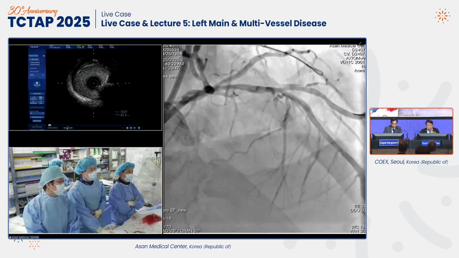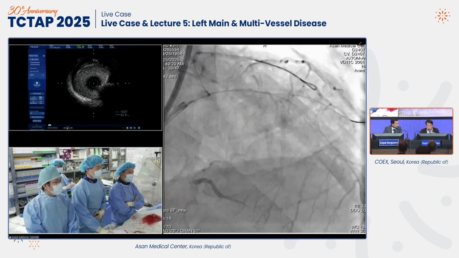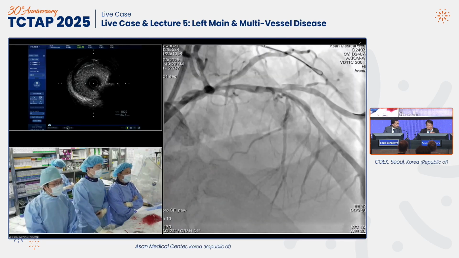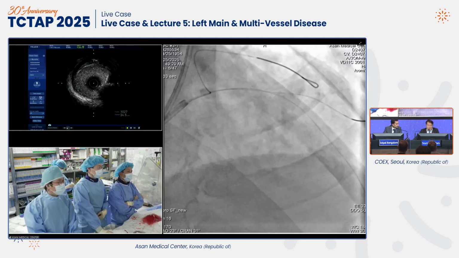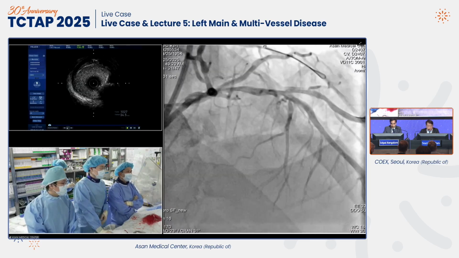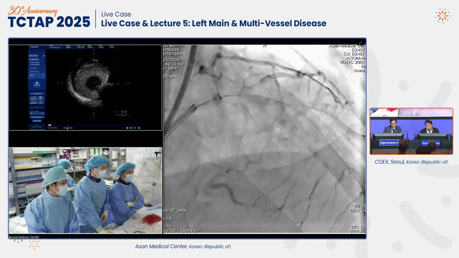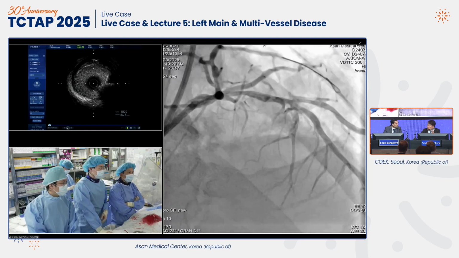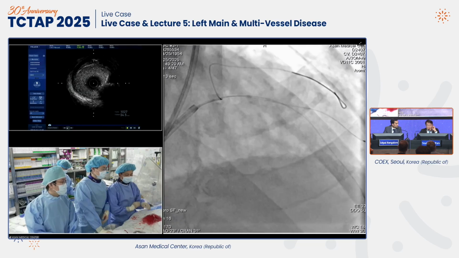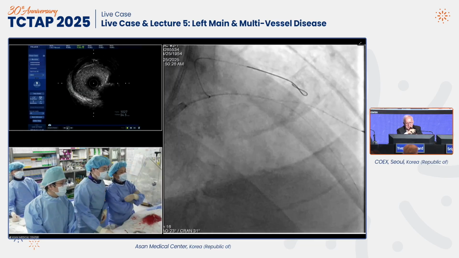The diagonal branch, I think, is big enough. It's more than 2.5, almost 3 size. And you want to do no dissections after the DCB. However, there is a big dissection. Actually, we don't know the long-term outcome of a dissection like this one.